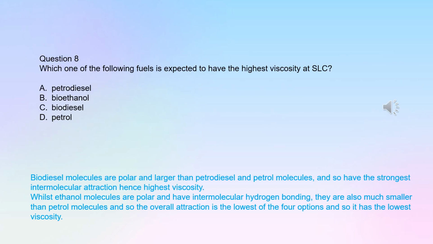The stronger the intermolecular force, the higher the viscosity. Dispersion force is the only intermolecular force between petrodiesel and petrol because they are nonpolar. Dipole-dipole forces are the main intermolecular forces between bioethanol and biodiesel because they are polar. So, the viscosity of bioethanol and biodiesel is higher than that of petrodiesel and petrol, and A and D are eliminated. Furthermore, the molecular size of biodiesel is larger than that of bioethanol, so biodiesel has the highest viscosity and C is correct.